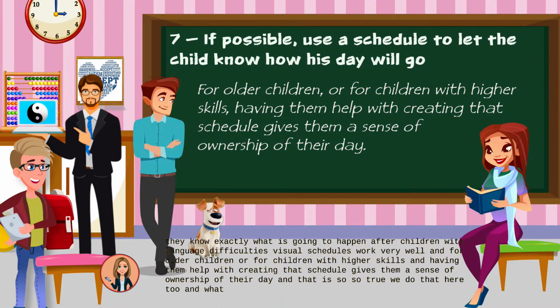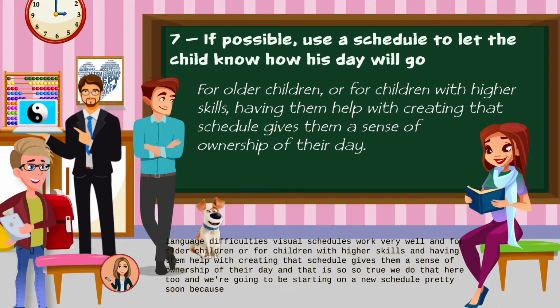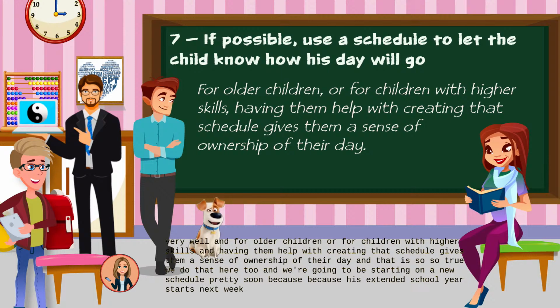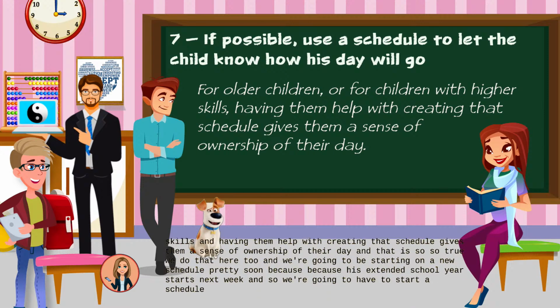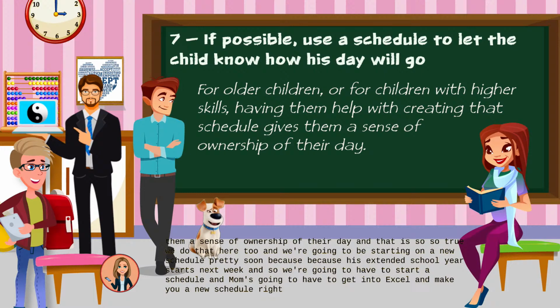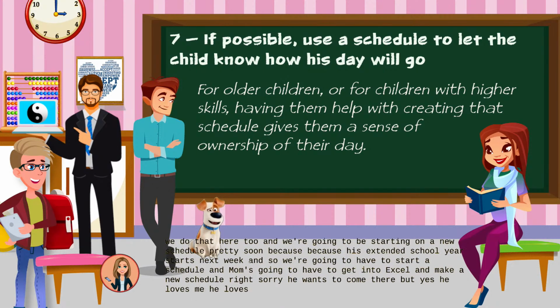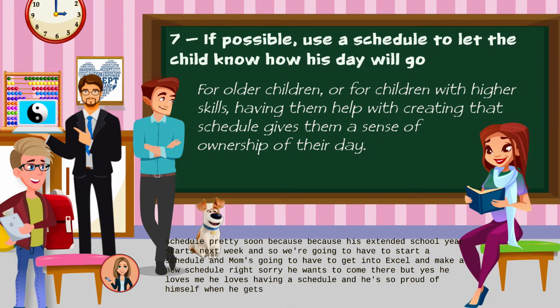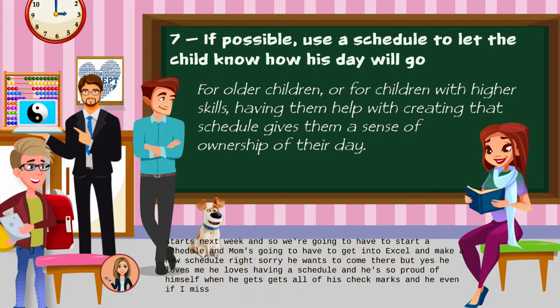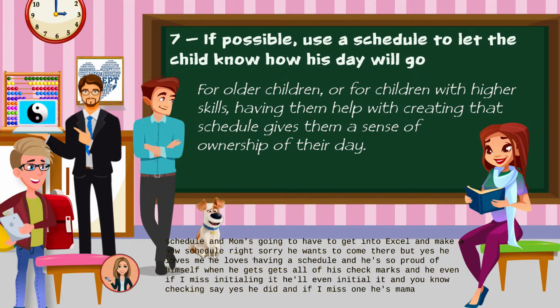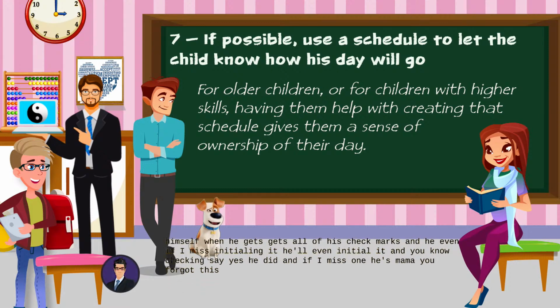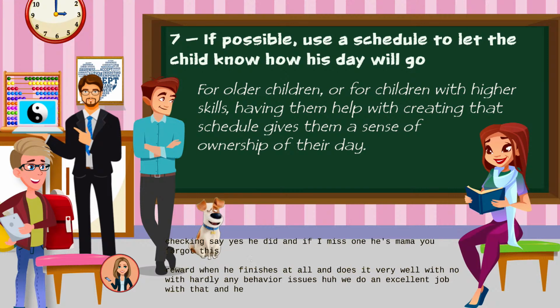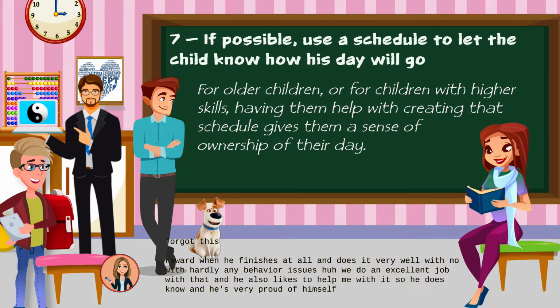We do that here too, and we're going to be starting on a new schedule pretty soon because his extended school year starts next week. So we're going to have to start a schedule, and Mom's going to have to get into Excel and make you a new schedule, right? Yeah. Oh, sorry. He wants to see something. There you go. But yes, he loves having a schedule, and he's so proud of himself when he gets all of his check marks. If I miss initialing it, I even initial it and check and say yes, he did this. And if I miss one, he's like, "Mama, you forgot this." And he gets a great reward when he finishes it all and does it very well with hardly any behavior issues. Yes, we do an excellent job with that. And he also likes to help me with it. So he's very proud of himself when he's able to finish that himself.